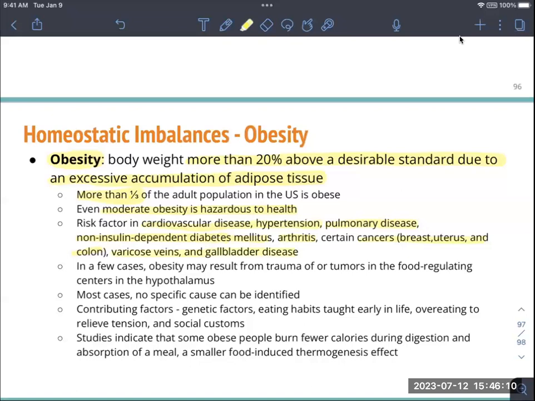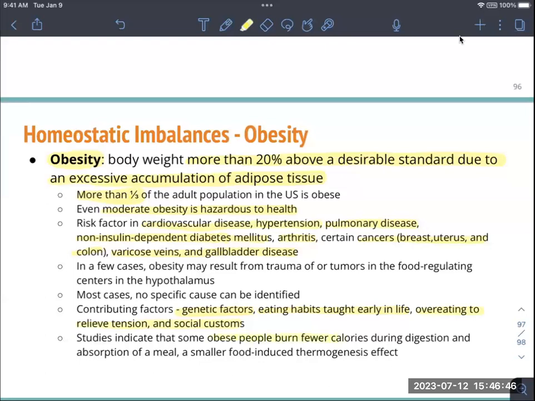Sometimes obesity can result from trauma or tumors in that hypothalamus. There's that food regulating center. But most of the time, there's no specific cause. Genetics can play a role if your parents are obese. Eating habits that are taught to you through your parents. Stress eating. Social customs.